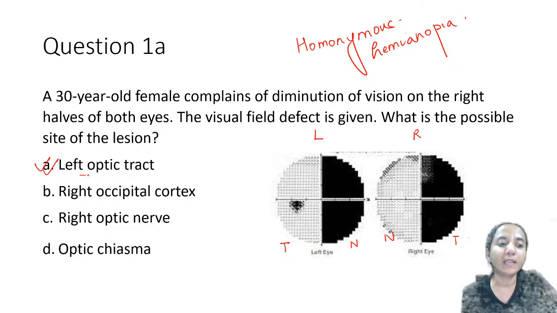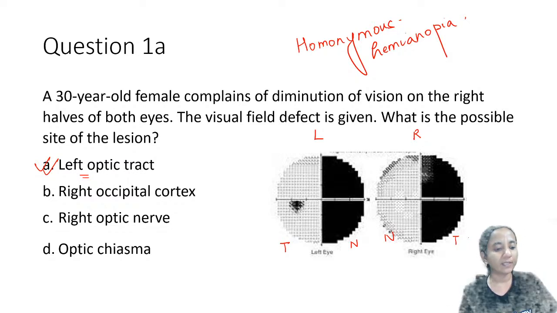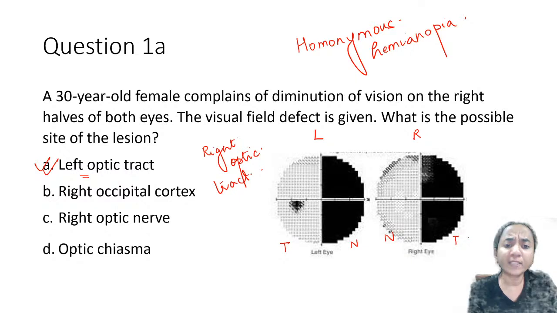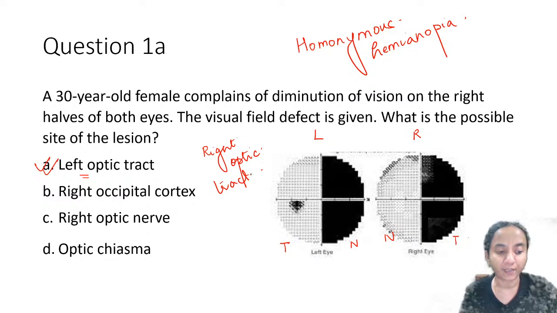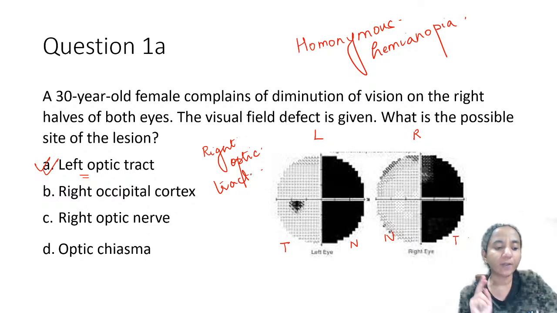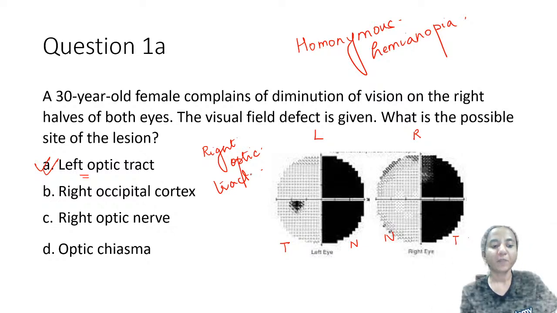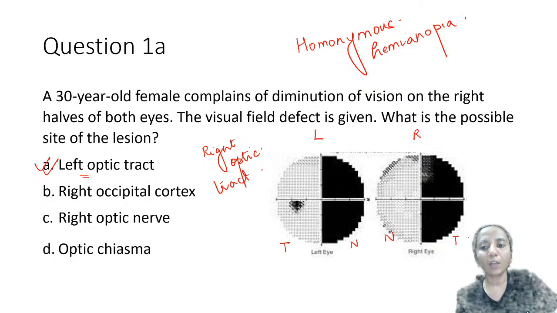Now here we had only left optic tract in the option. That's why the question was easy. Now suppose we have both right and left optic tract in the option. Then the question is going to become slightly more complicated. Why? Because then we know that it's the optic tract, but we will have to choose between right optic tract and left optic tract, right? So for this, we need to understand whether we should call this a right homonymous hemianopia or a left homonymous hemianopia.